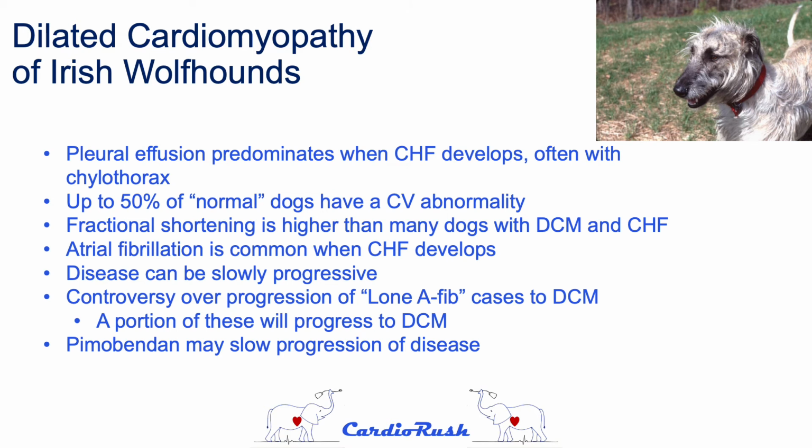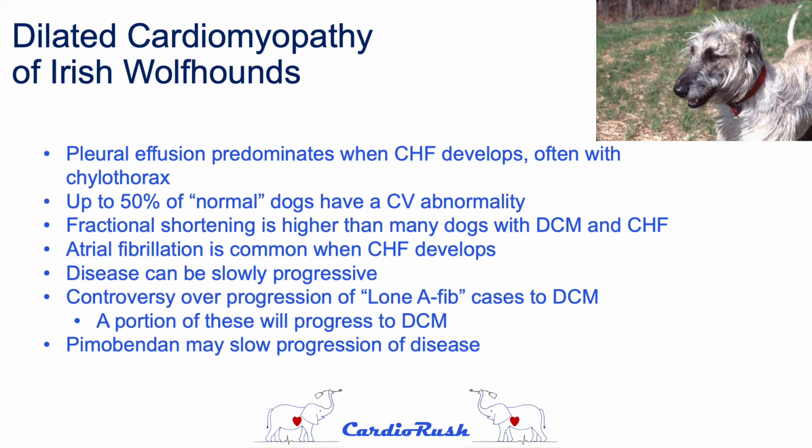Irish Wolfhounds commonly get cardiomyopathy. Their cardiomyopathy looks a little bit different than some other breeds. When congestive heart failure develops, they may be more likely to get pleural effusion, which is sometimes a chylous effusion. In one study, up to 50% of presumably normal Irish Wolfhounds have some sort of cardiac abnormality, either an abnormal finding on echo or evidence of cardiac arrhythmias.